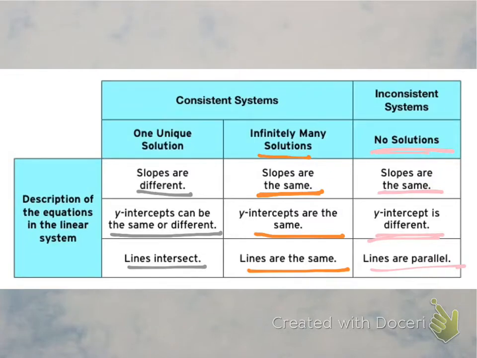One solution, you've got different slopes. Your y-intercepts can be the same or different, it doesn't matter, and the lines intersect once. Infinitely many solutions, the slopes are the same, the y-intercepts are the same, the lines are the same. Everything about everything is the same. It's like you have identical twins. And then no solution, the slopes are the same, the y-intercepts are different, the lines are parallel. Same slopes mean they're parallel when they have different y-intercepts. So these are all important things to remember as you graph systems of equations.